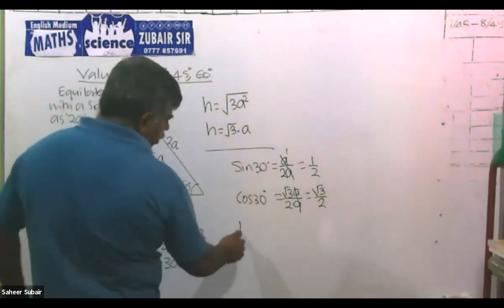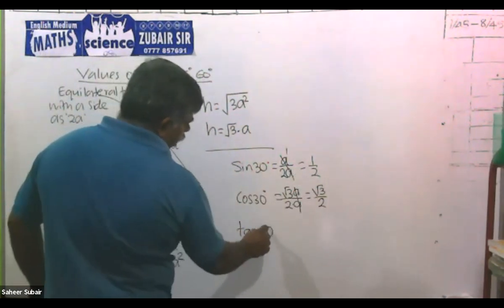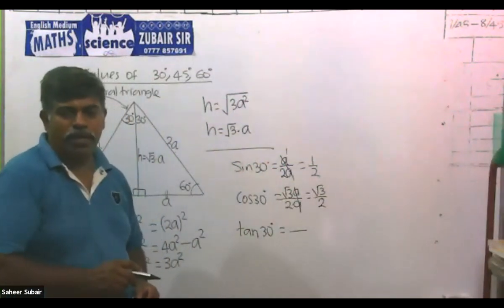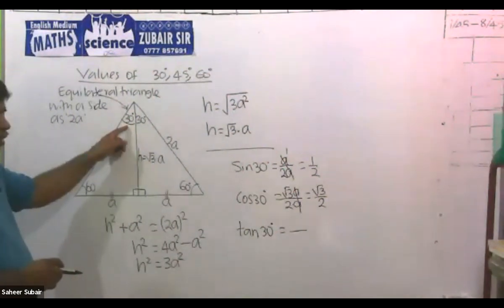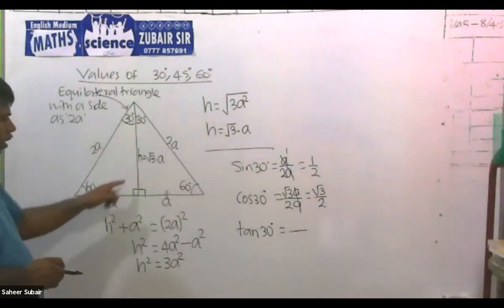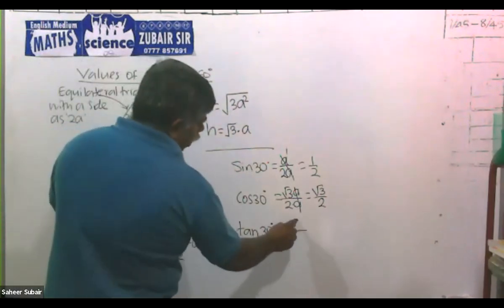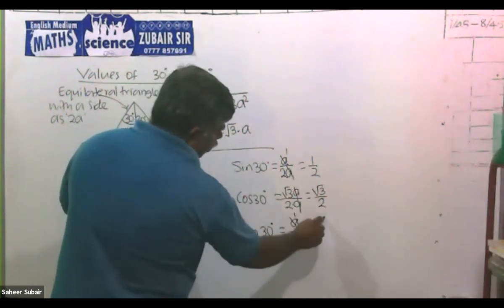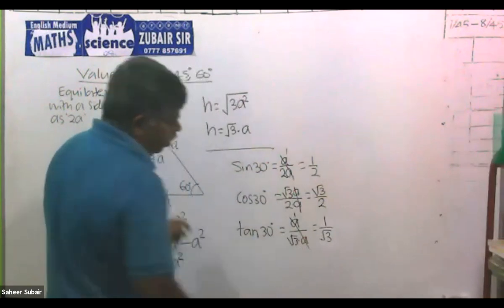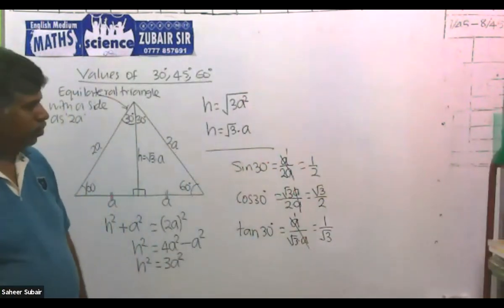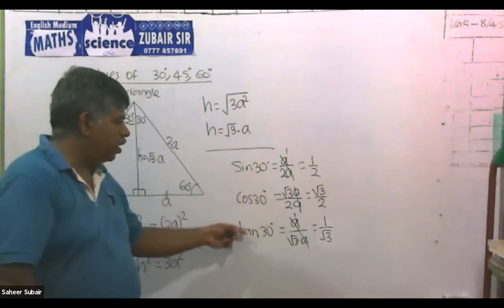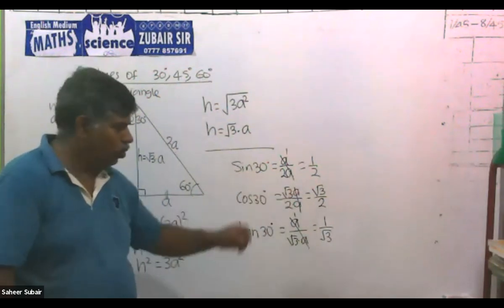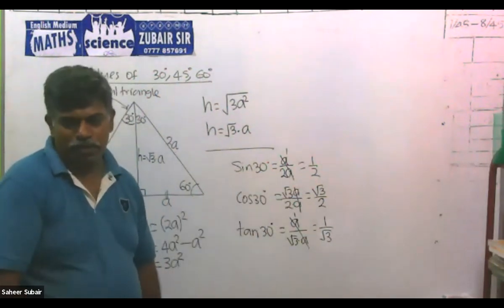Then what is tan 30? Remember the tan, opposite over adjacent. Then what is the opposite for the 30? Opposite is A, adjacent is root 3A. So A over root 3A. Then A and A get cancelled. Then 1 over root 3 is the value for tan 30. So you know sine 30, cos 30, tan 30. Sine 30 is half, cos 30 is root 3 over 2, tan 30 is 1 over root 3.